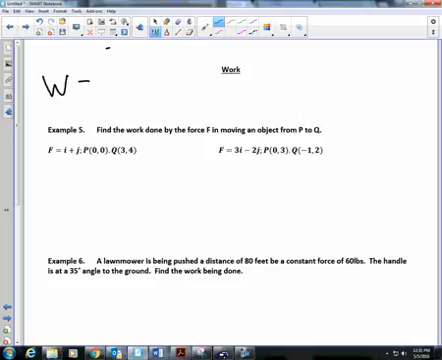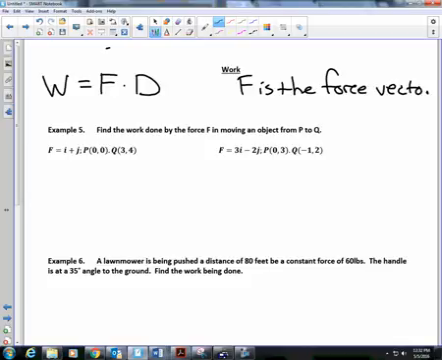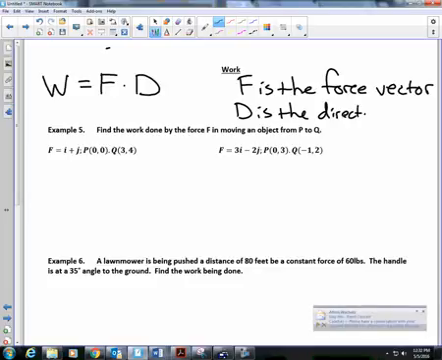Work is equal to force times direction. One of the chief applications of vectors is being able to calculate work. And you think of work as, I'm working right now, but a great example of this would be the weight room. How much work is accomplished as you are lifting weights?